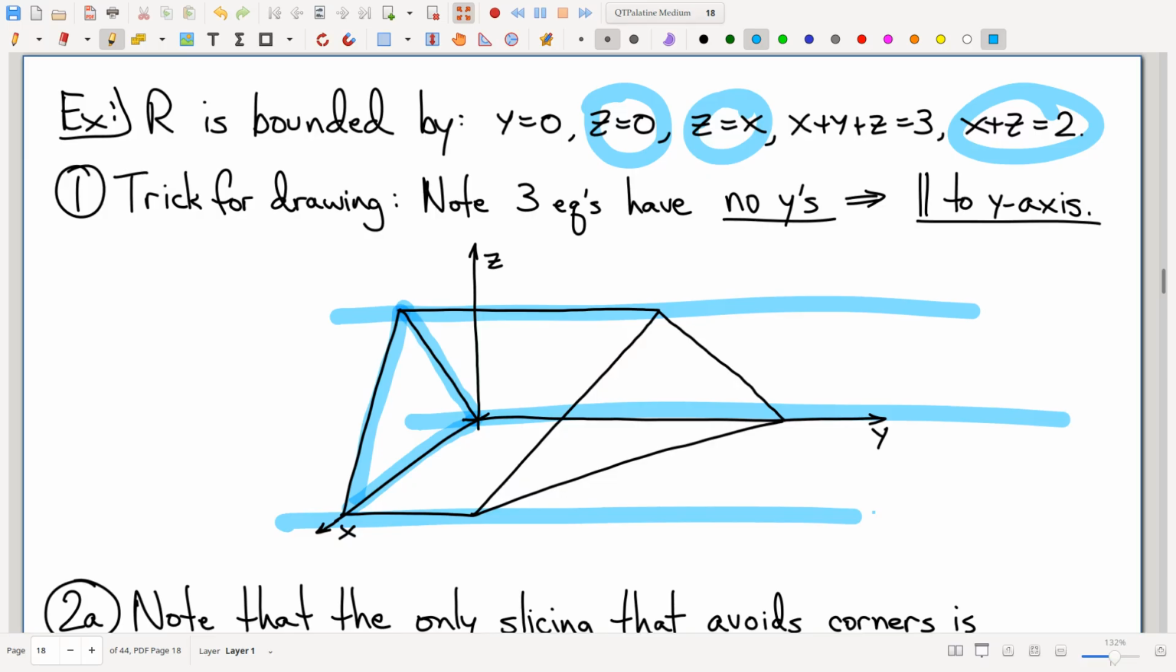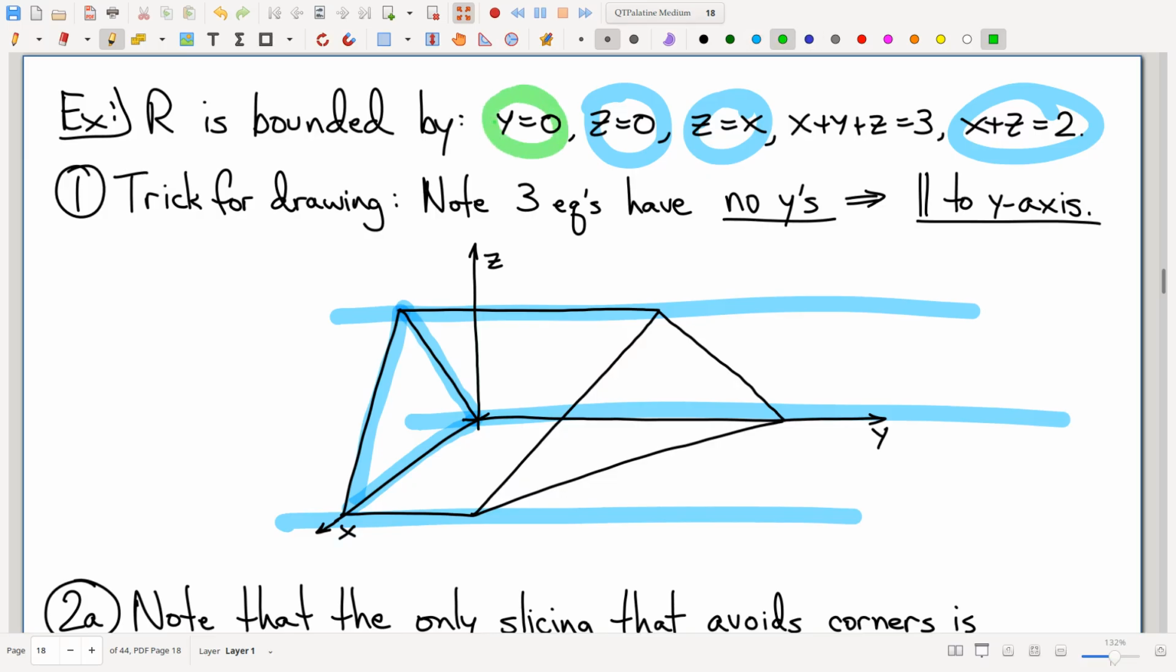So, again, every so often this comes up. Every so often it's very handy to use this little trick: no y's in the equation means parallel to the y-axis. Okay. All right, all that remains is a couple of last planes.